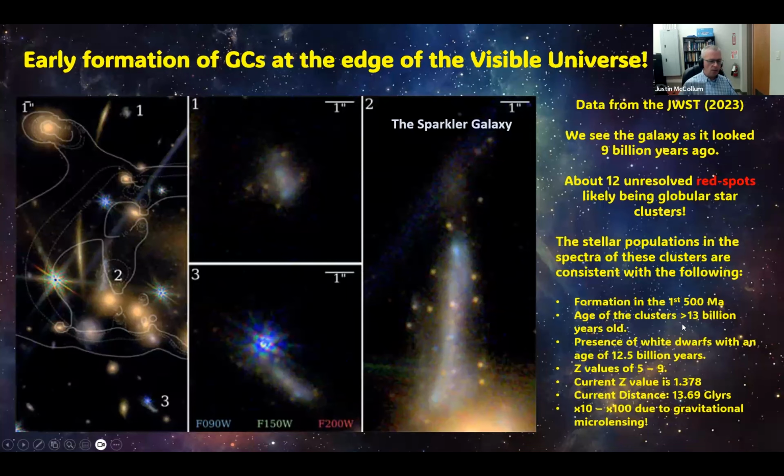The age is over 13 billion years old, so these were formed very, very early. The presence of white dwarfs can give an age of at least 12.5 billion years old. Look at the redshift value. So no wonder we're having to see this in the mid-infrared from 5 to 9 microns, which means we don't have any image of this. If Hubble tried to look at this, it wouldn't see anything because this is all in the infrared. The current Z value places the distance at 13.69 gigalight years. So that's 13.69 billion light years.